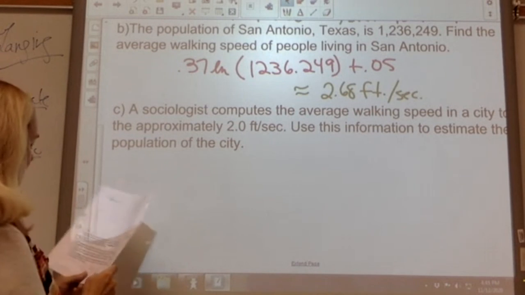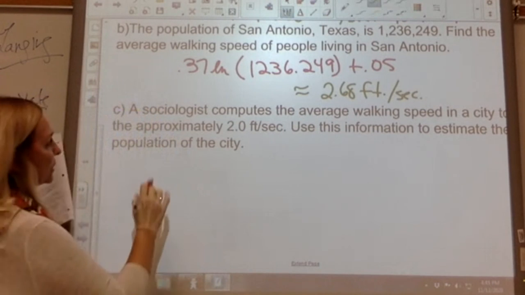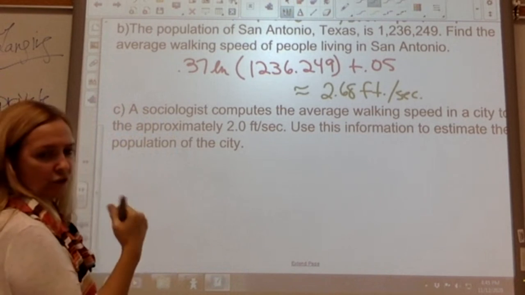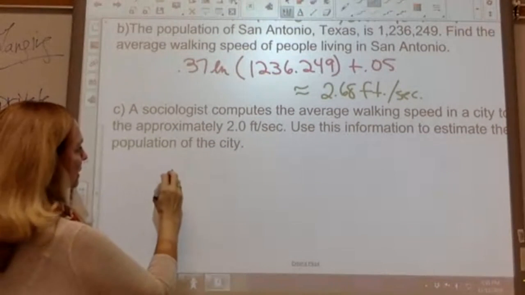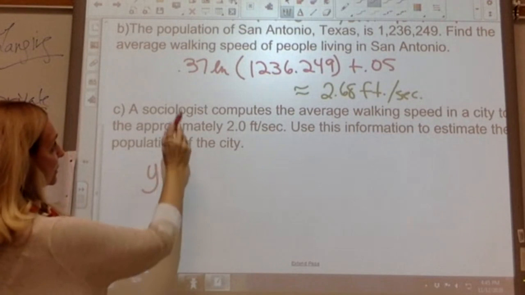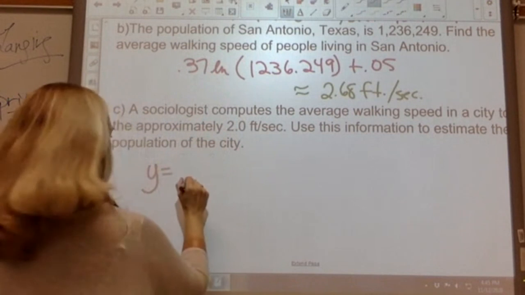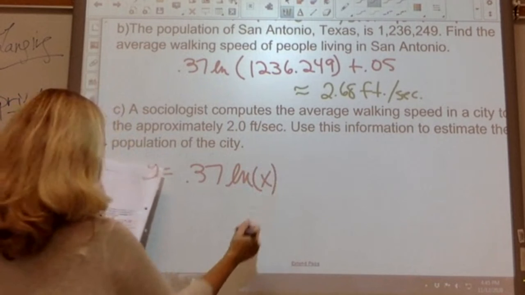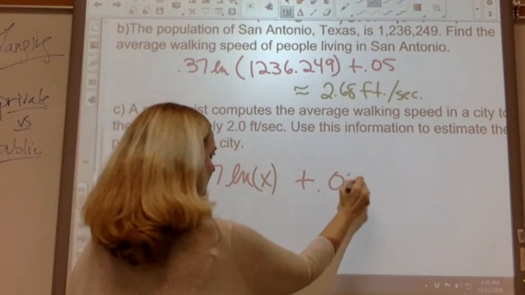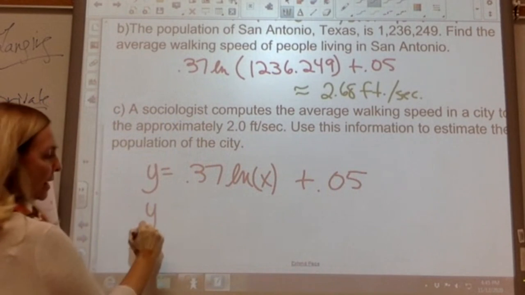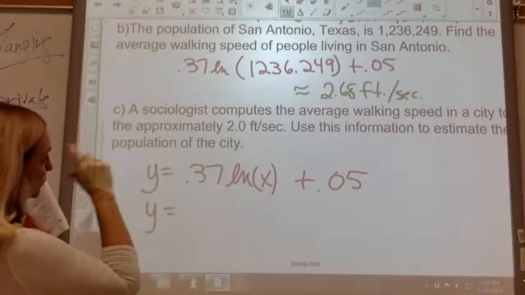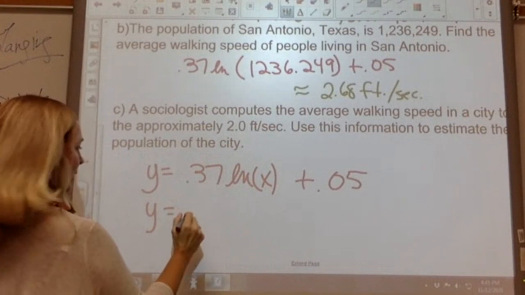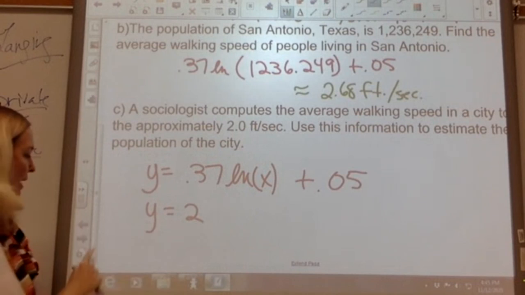All right, so we're going to do a calc intersect. So we're going to do what we were doing yesterday or whenever in section 5.2. All right, so we would go to y equals, and we would type in the function that they gave us, which is 0.37 natural log of x, and that's just in parentheses by itself, and then you have a plus 0.05. Okay, and you're going to go to y2, and we want to know what's the population if the speed is 2. So you let y2 equal 2, and then you do a calc intersect.